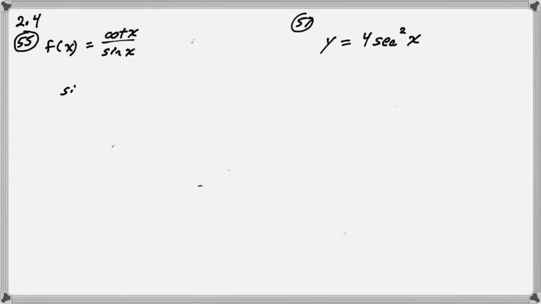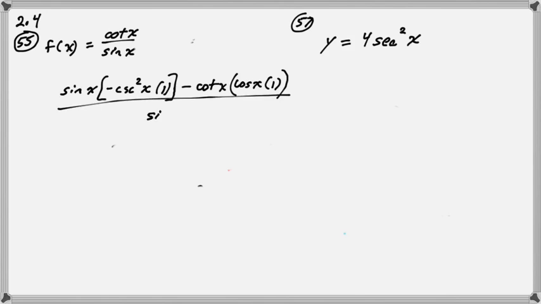If I was to do the bottom times the derivative of the top, derivative of tangent is secant squared, derivative of cotangent is negative cosecant squared, same angle, derivative of angle. Minus, now you have the top times the derivative of the bottom. Derivative of sine is cosine, same angle, derivative of angle. All divided by the bottom squared. The bottom squared. So, what do we have here?